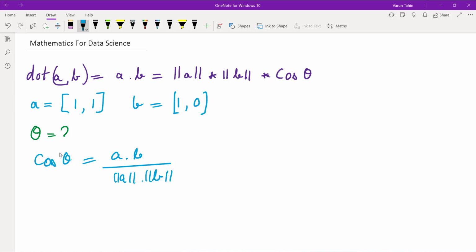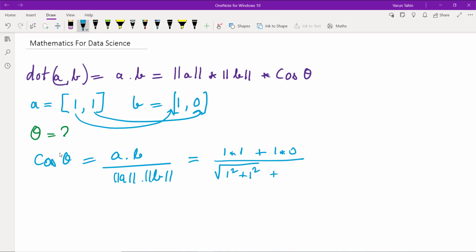We had shifted magnitude of A and magnitude of B to the left side as the denominator of A dot B. Okay. Now as we know, the dot product will become the individual multiplication of these entities summed up. Therefore A dot B will be 1 into 1 plus 1 into 0, and A's magnitude will be the square root of the sum of the squares of the individual elements. Therefore 1 square plus 1 square, multiplied by B's magnitude, which will be 1 square plus 0 square. So this will become 1 by square root of 2 into square root of 1. Therefore 1 by square root 2.